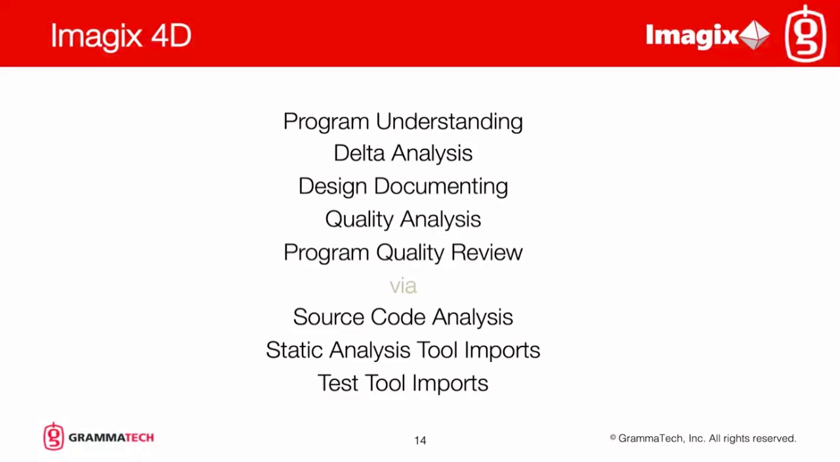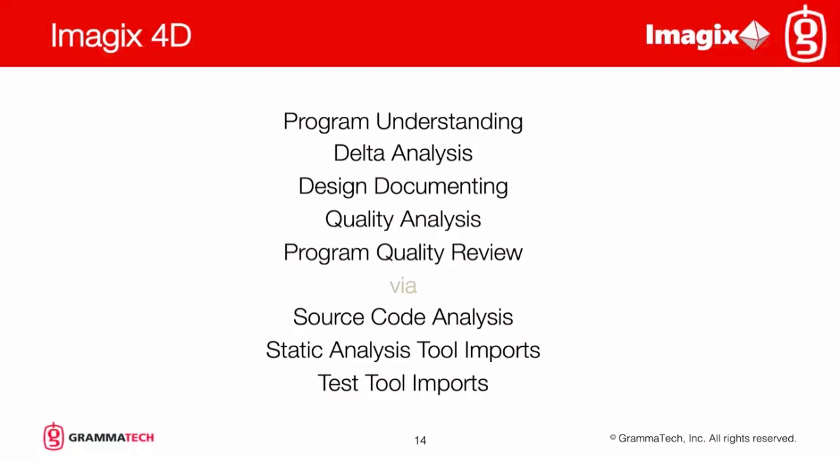So delta analysis is to diff, sort of like a sequence diagram is to grep. If you work hard enough, you can get there with diff or grep, but why would you? Design documenting, that's referring to automatically generating accurate, up-to-date design level documentation for existing code.